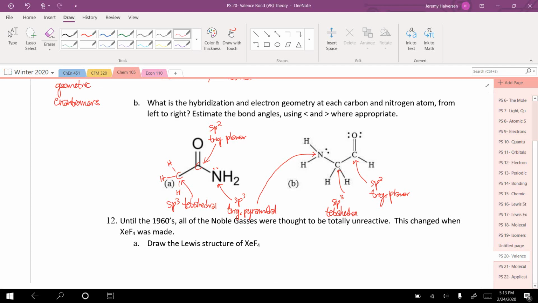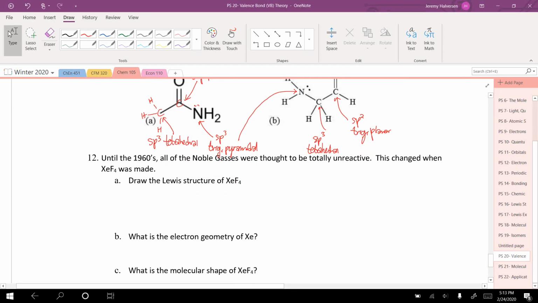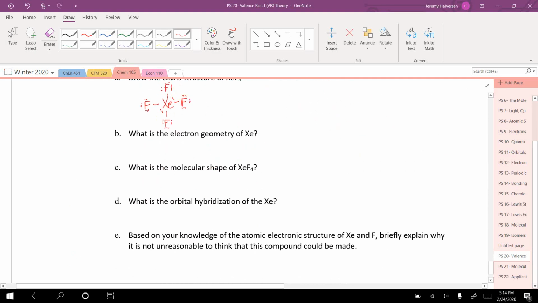All right, until the 1960s, all of the noble gases were thought to be totally unreactive. This changed when xenon tetrafluoride was made. Draw xenon tetrafluoride. We end up with 2 extra lone pairs there. Formal charges are all 0. What's the electron geometry? We've got a steric number of 6, so the electron geometry is octahedral. Molecular shape with 2 lone pairs, we're left with square planar.